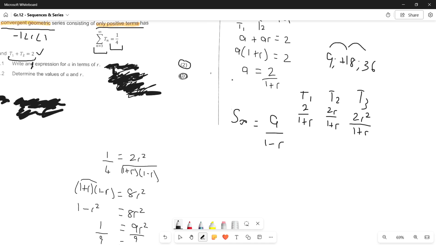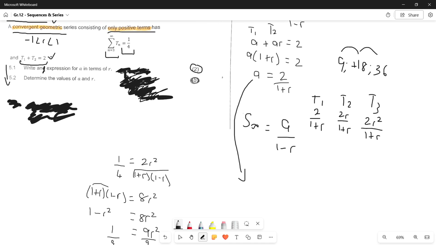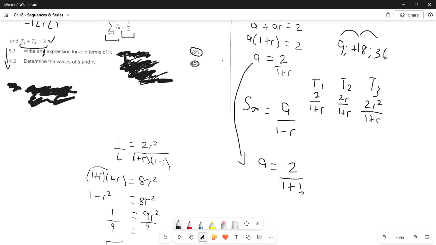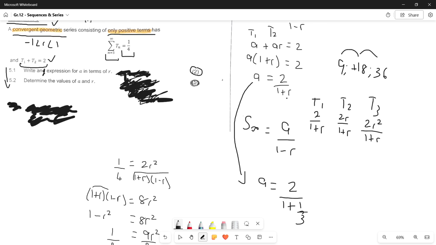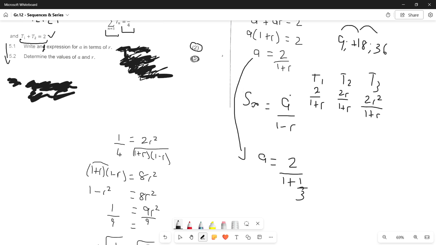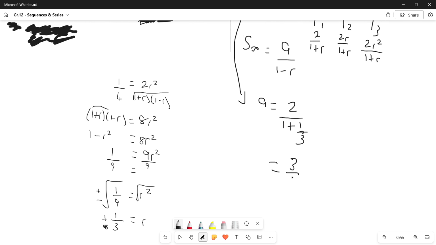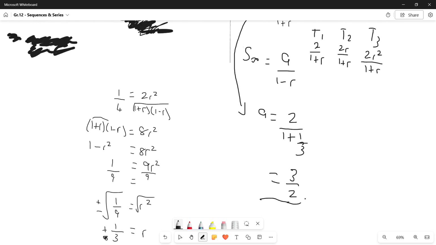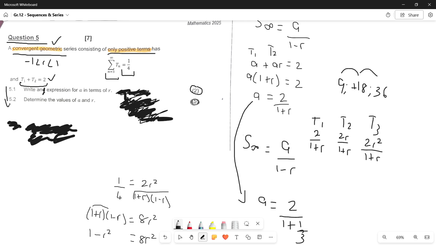And then at this stage, we've solved for r as positive 1 over 3, and then we're working with 5.1 over here to help us solve it, because a is what we want. We have 2 over 1 plus 1 over 3, the r that we just calculated, and then we can go ahead and solve for a, because a equals 3 over 2. And that is our final answer over there. So 5.2, determine the values of a and r. We just calculated those for 5 marks.